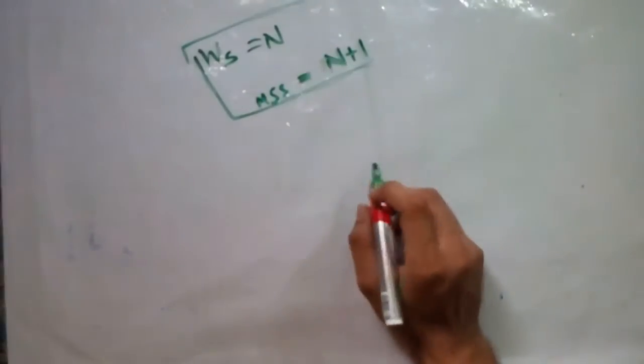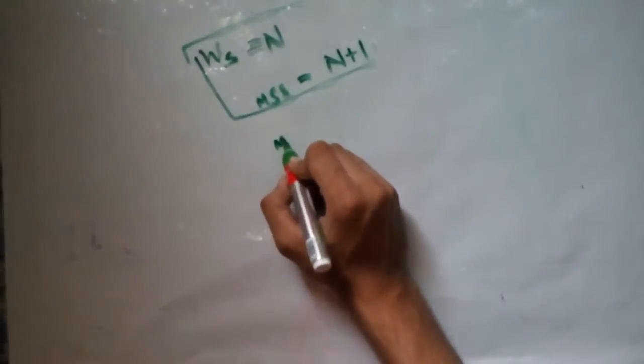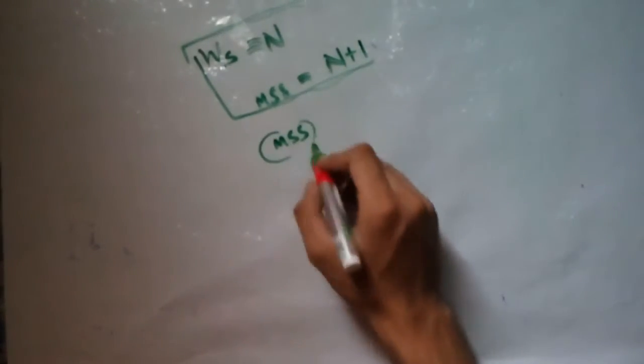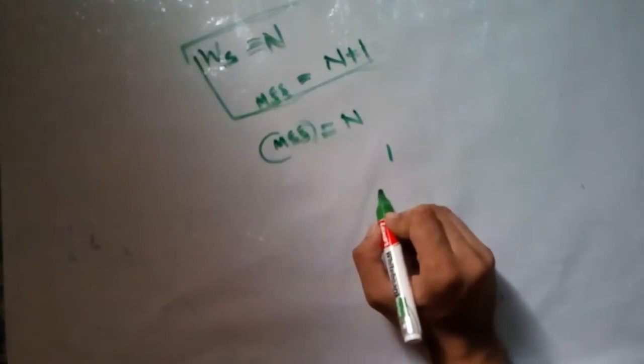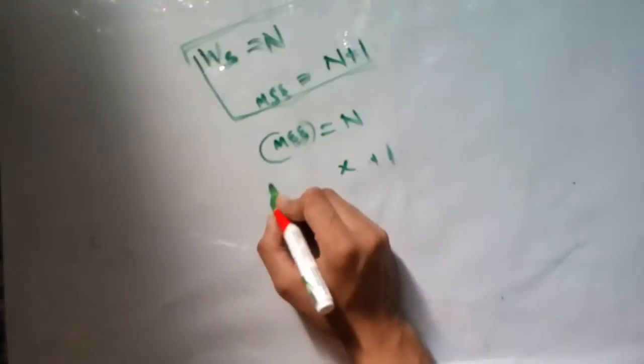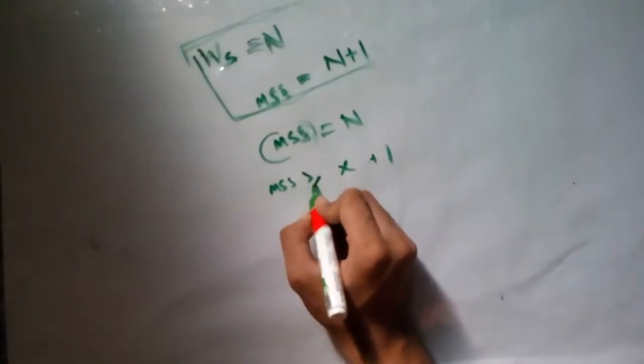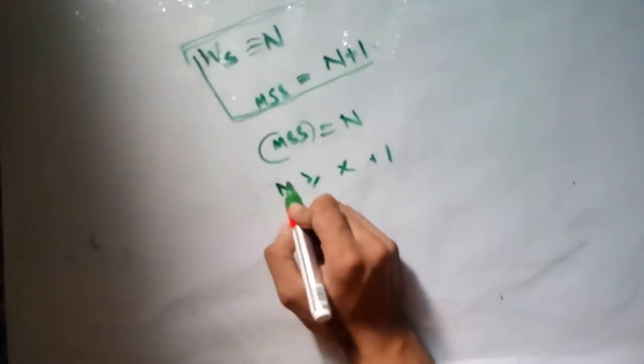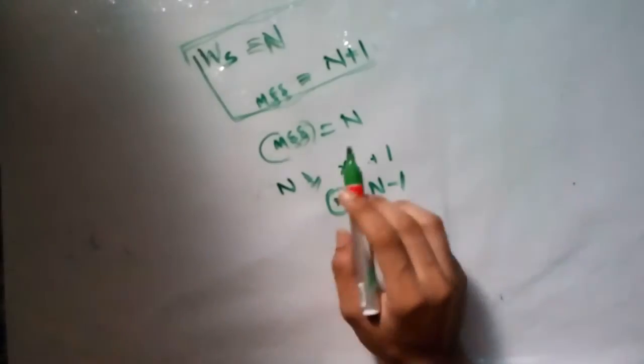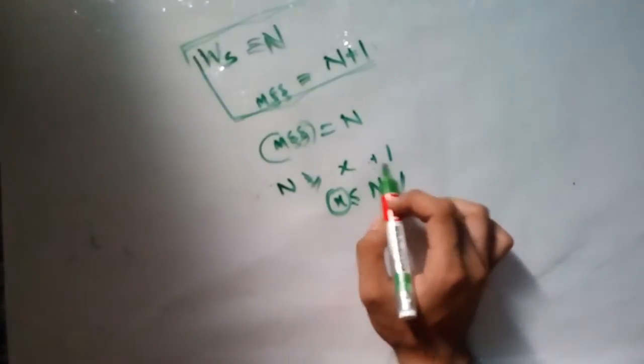Another type of question may be like this: it is said that the minimum value for the maximum sequence size is equal to N, then what is the maximum value for the window size? We know that at the receiver's end the window size is 1, and let us suppose at the sender side it is x. Then x plus 1 should be less than or equal to the maximum sequence size N, so x is less than or equal to N minus 1. So the maximum window size at the sender's end can be N minus 1.